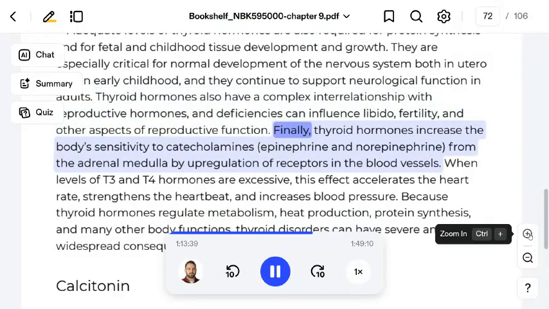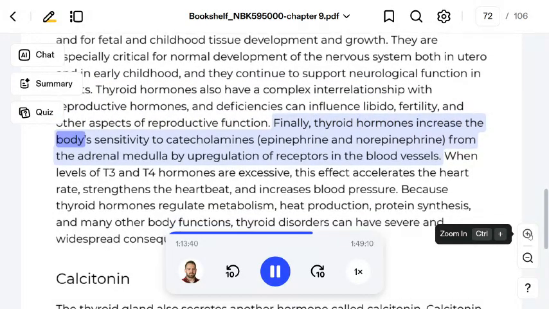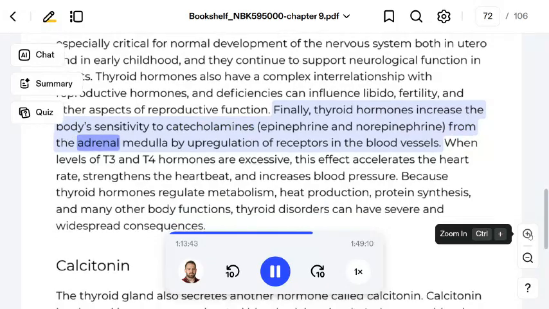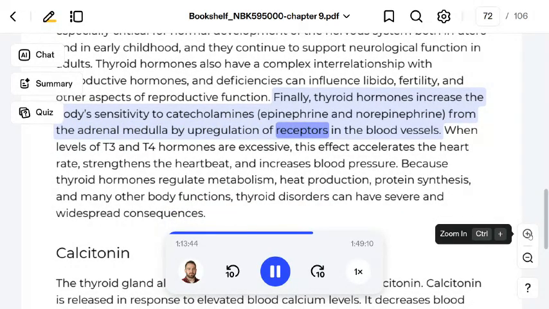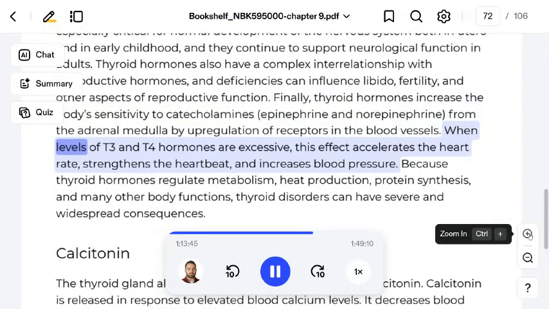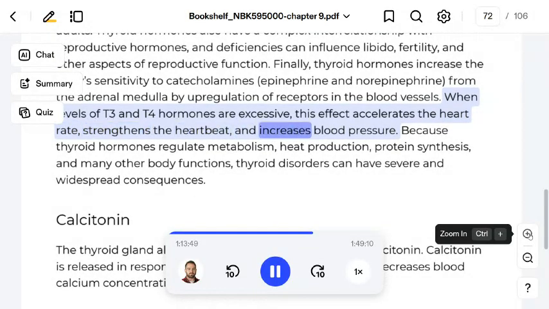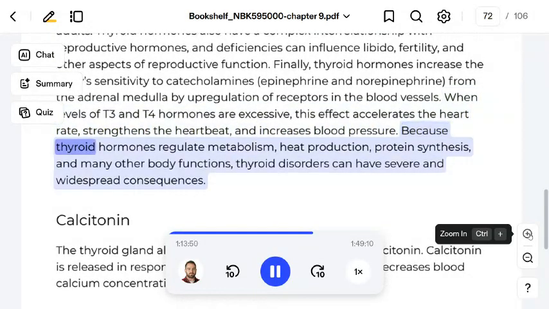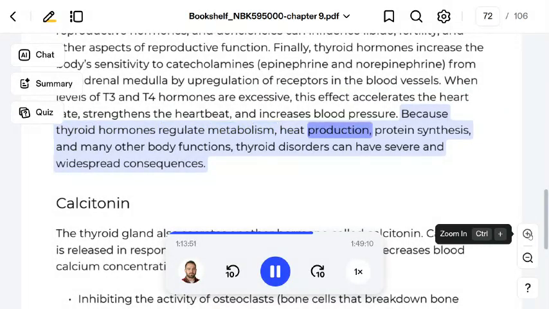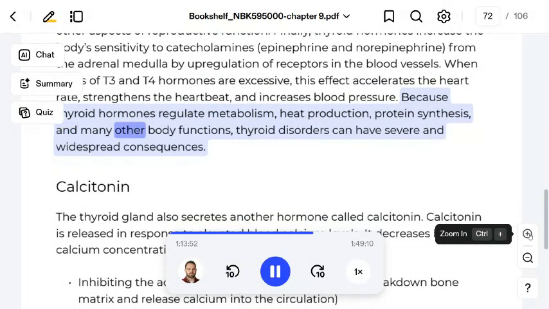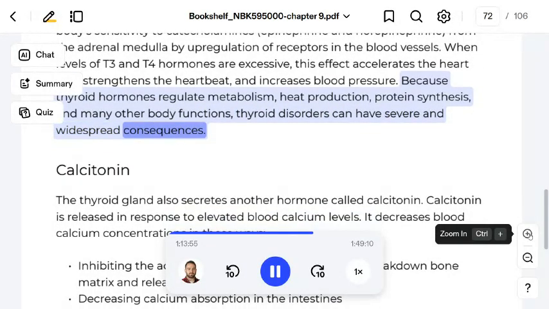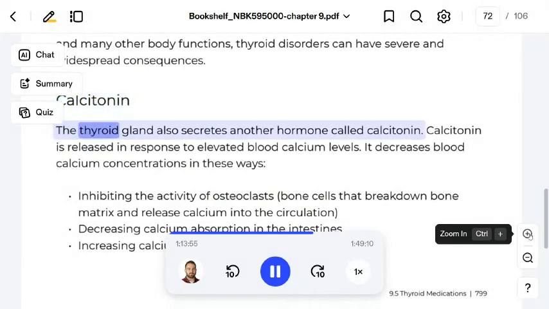reproductive function. Finally, thyroid hormones increase the body's sensitivity to catecholamines from the adrenal medulla by upregulation of receptors in the blood vessels. When levels of T3 and T4 hormones are excessive, this effect accelerates the heart rate, strengthens the heartbeat, and increases blood pressure. Because thyroid hormones regulate metabolism, heat production, protein synthesis, and many other body functions, thyroid disorders can have severe and widespread consequences.